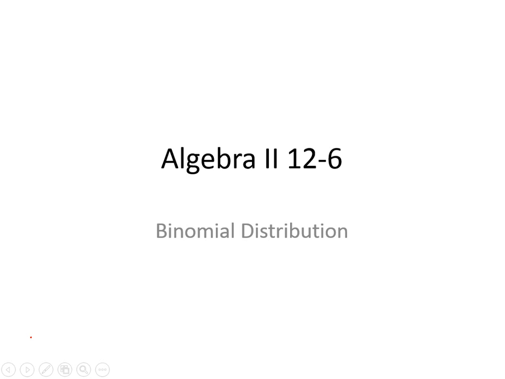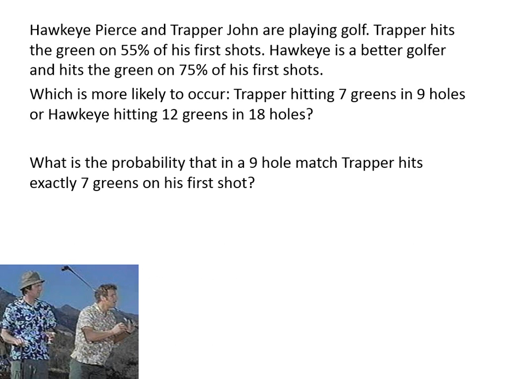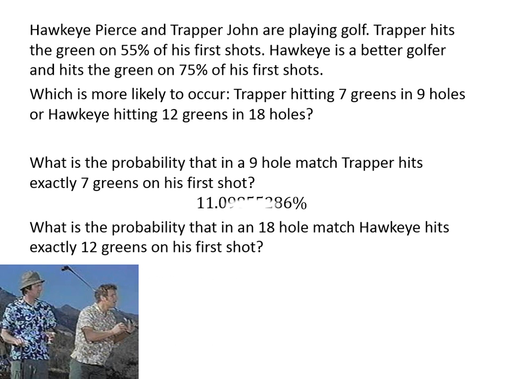Alright, so this section is about the binomial distribution, which should be kind of a review because we talked about it back in chapter 6. Towards the end, there was that really long video with Hawkeye and Trapper, where we wanted to see which was more likely for one of them to hit: either Trapper hitting 7 of 9 greens or Hawkeye hitting 12 of 18 greens, and we gave the percentage of how often they do hit the greens on their first shot. And so we ended up finding out, comparing them and everything.